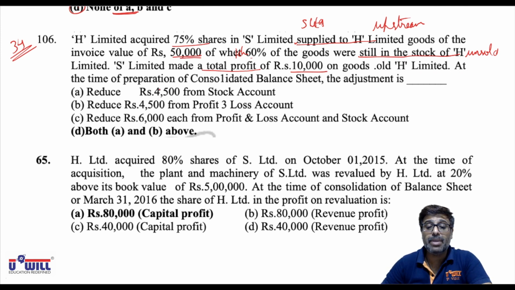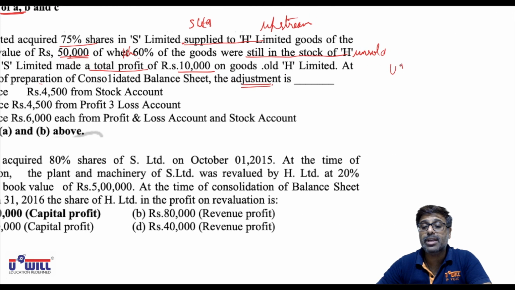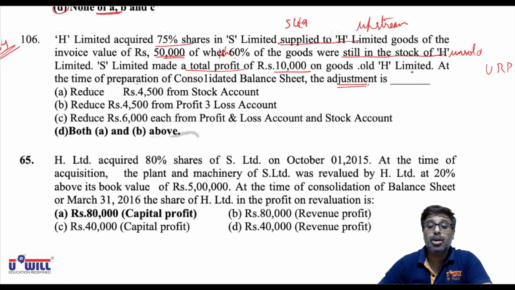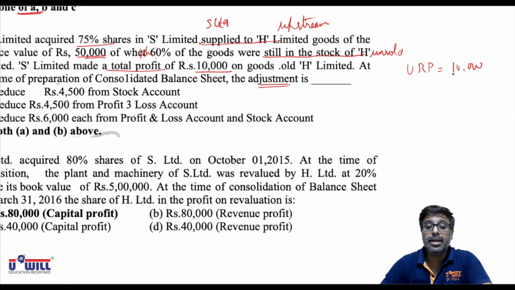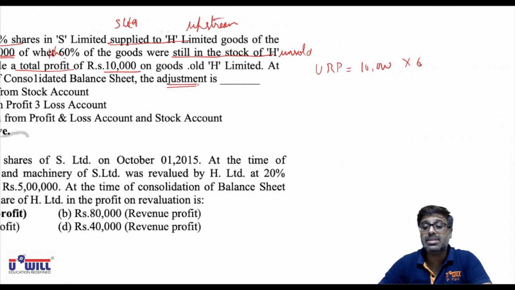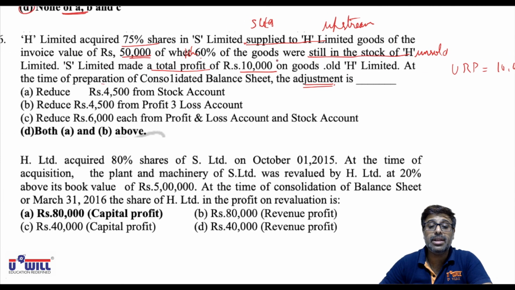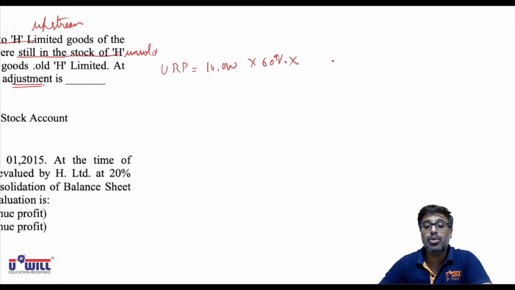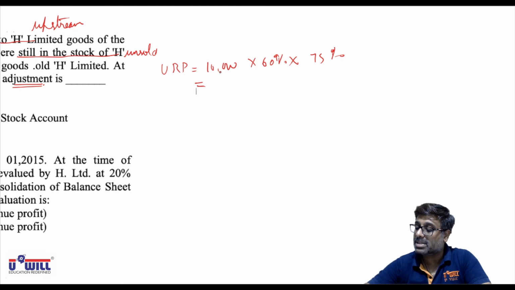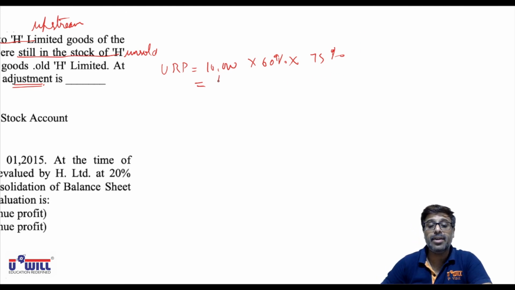So at the time of preparation of the consolidated balance sheet, what adjustment is to be done? Now first let us find the unrealized profit, then only we can find the adjustment to be done. Total profit is directly given, 10,000. And then goods remaining unsold are 60%. So 10,000 into 60%, and since it is an upstream sale, 75% we will take as holding company's share. So 10,000 into 60%, that is 6,000, into 75%, that is 4,500 unrealized profit.